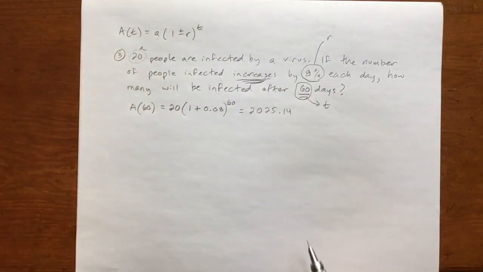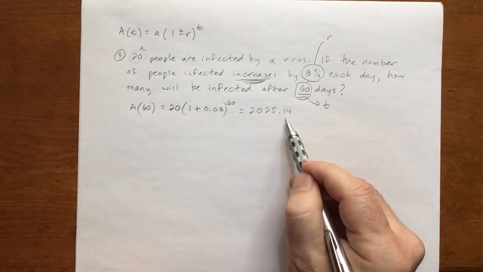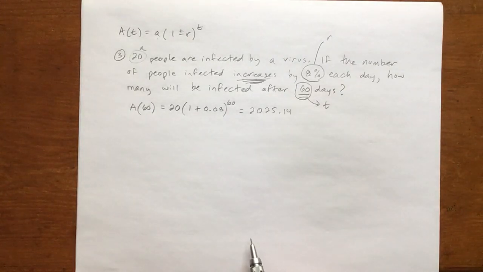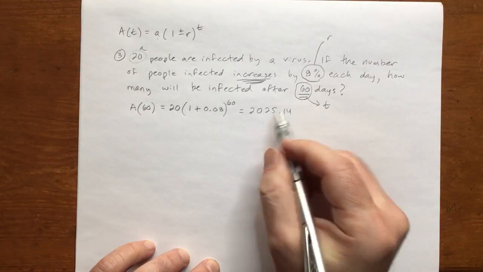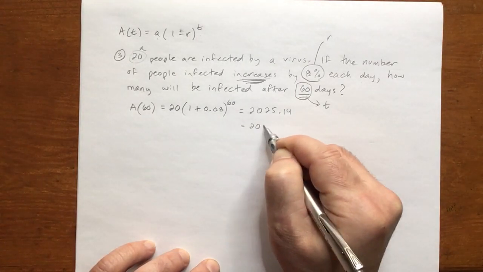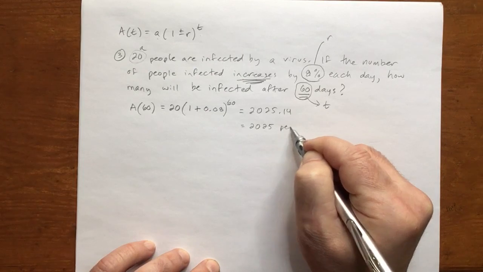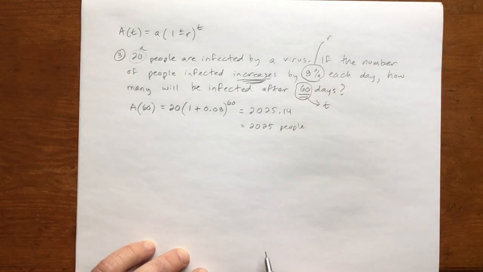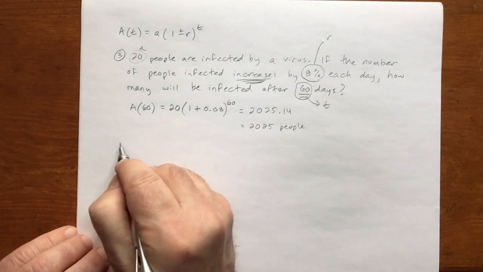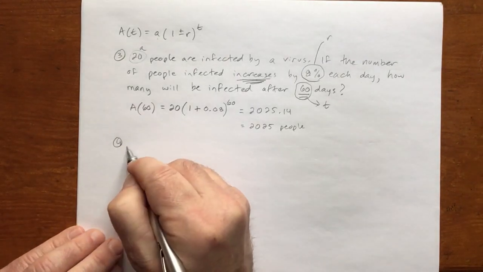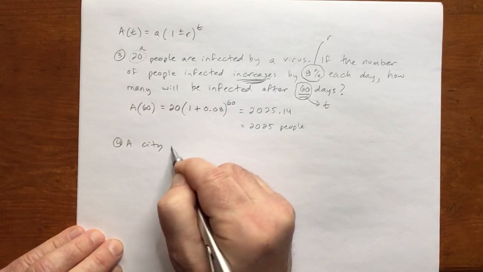Okay, now we don't want 0.14 people, and so maybe this last person isn't quite infected yet, so we'll round to 2,025 people after 60 days, just starting with 20. And another example would be something like this. Number 4.